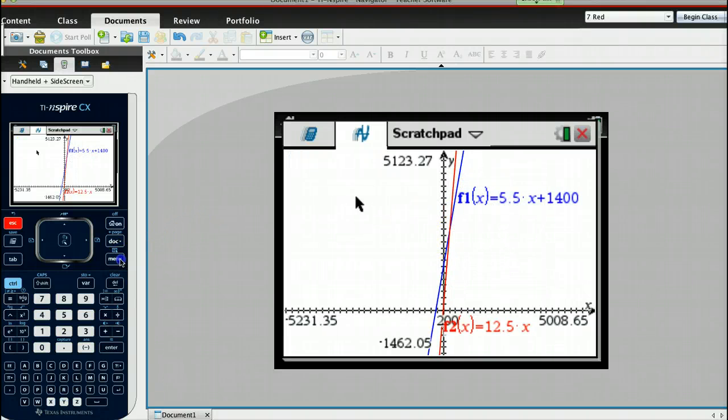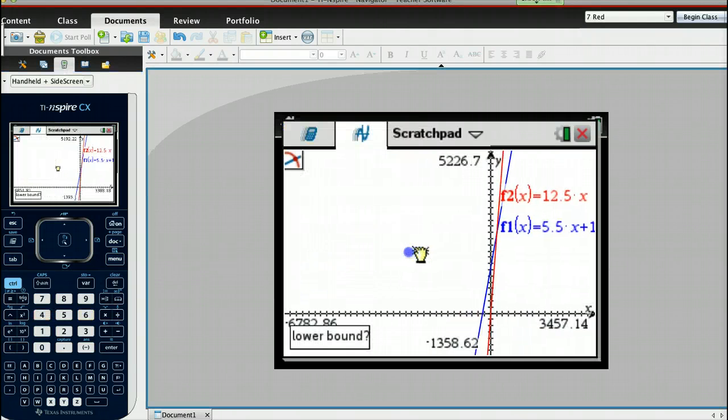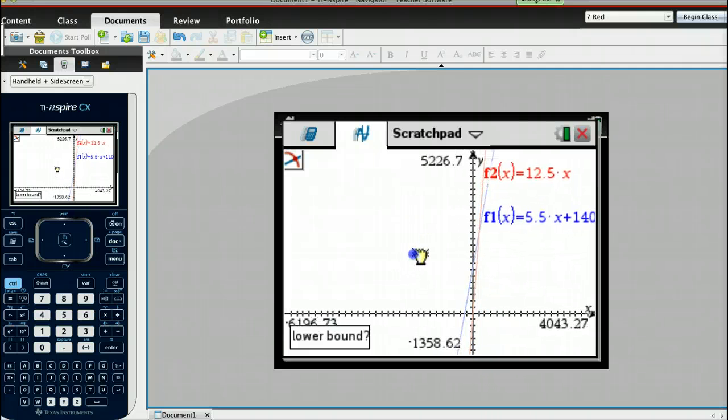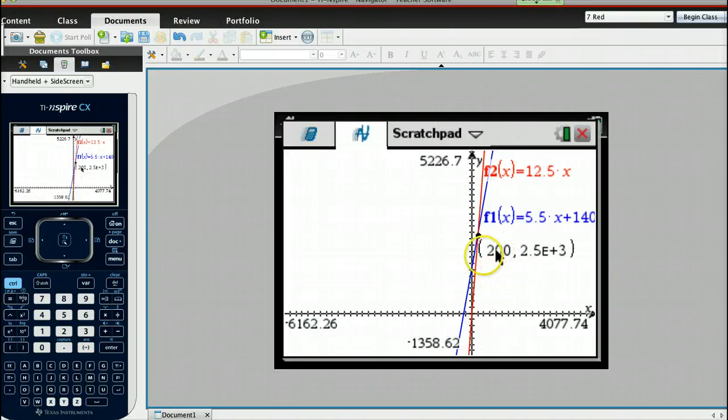So now I can go to menu 6.4 to find my intersection point. It looks like my intersection point is 200, comma, you might see this weird notation here, 2.5e plus 3. All that means is 2.5 times 10 to the third power. That's your calculator's way of giving you scientific notation. 2.5 times 10 to the third power, which would be 2,500.